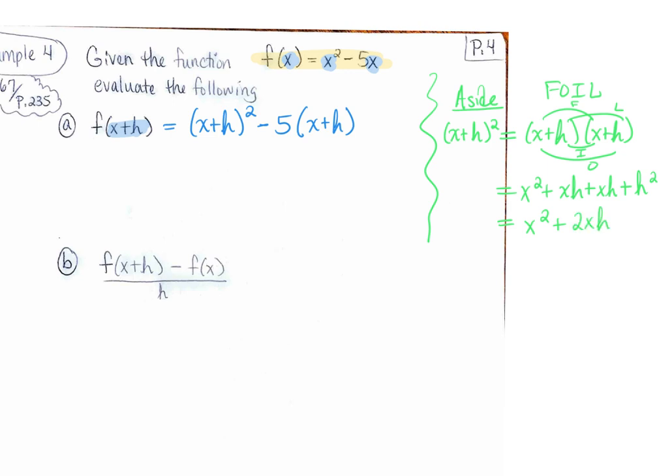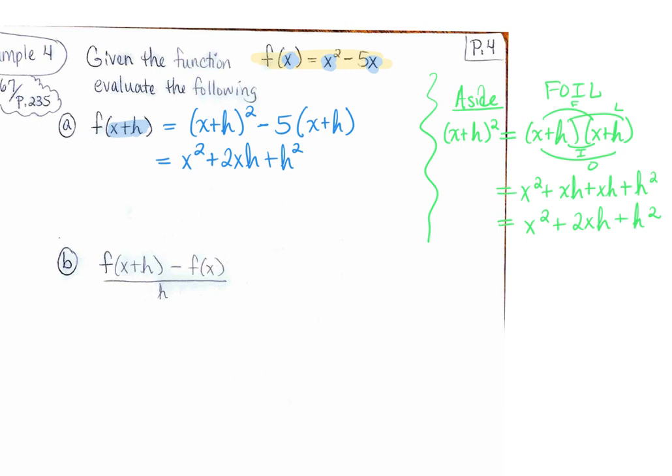Good. I heard it on the right. 2xh, good. Plus h squared, good. And so using this aside, we've already worked everything out. So we take this, we put it right here. So this is equal to x squared plus 2xh plus h squared.